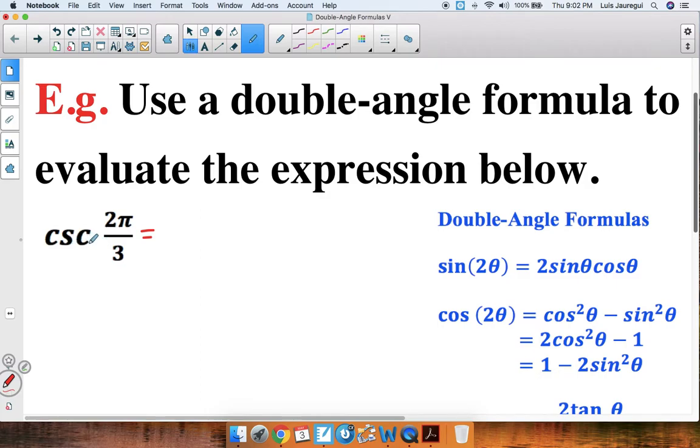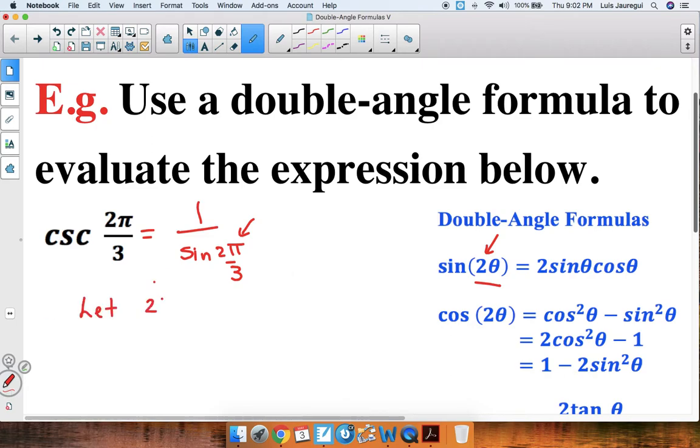Well, cosecant is the reciprocal of sine, so we can say that cosecant of 2 pi over 3 is simply 1 over sine of 2 pi over 3. Now, since we're now dealing with sine, and we actually have a double angle formula, we pay close attention to the input values here. So notice that here we have 2 theta, and that here we have 2 pi over 3. So let's match up those inputs. By formalizing, we can say the following.